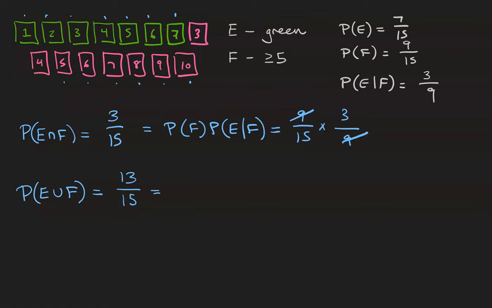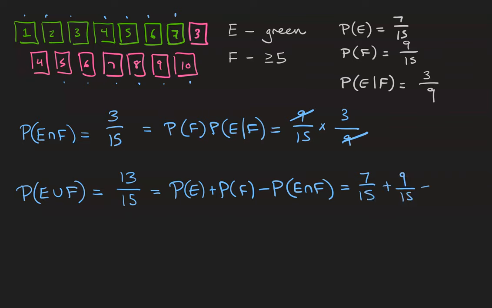Using the addition rule, we have P of E plus P of F minus P of E and F, which is 7 out of 15 plus 9 out of 15 minus 3 out of 15, and 7 plus 9 is 16, minus 3 makes 13.